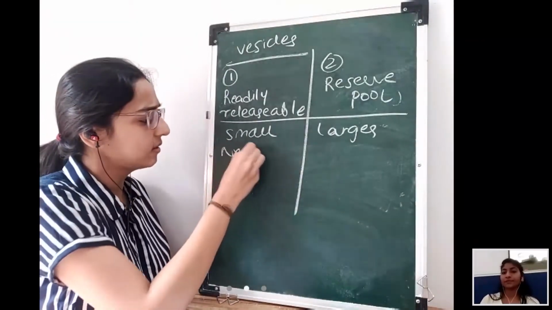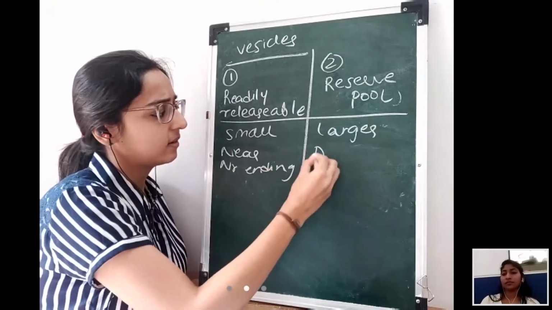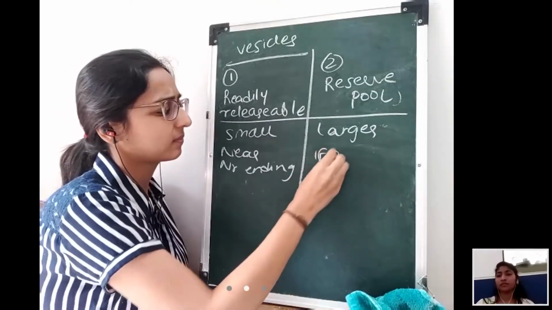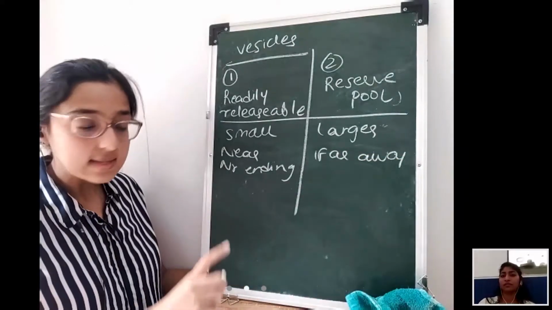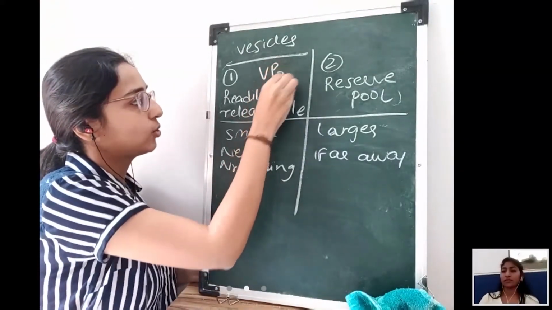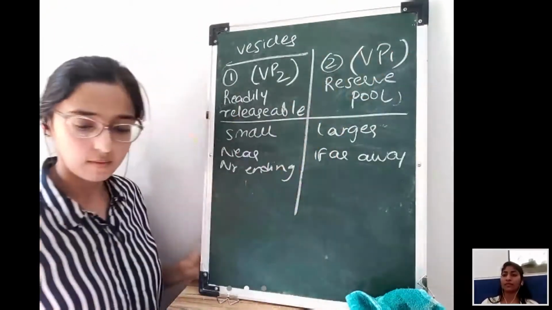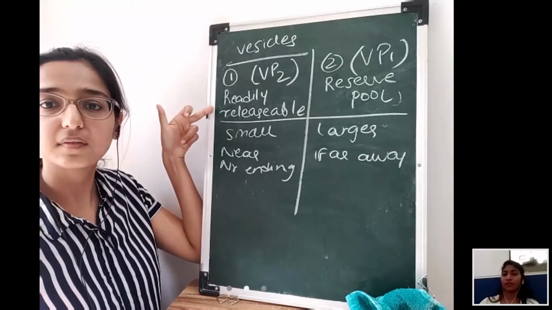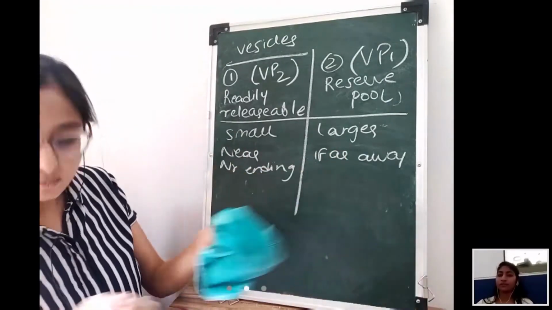So this is near the nerve ending, and this is located deeper, far away from the nerve ending. Now this is the only difference, and this is known as VP2, and this is known as VP1. The readily releasable one, which is available first, is known as VP2, and this is known as VP1. That's it. Nothing more in depth.